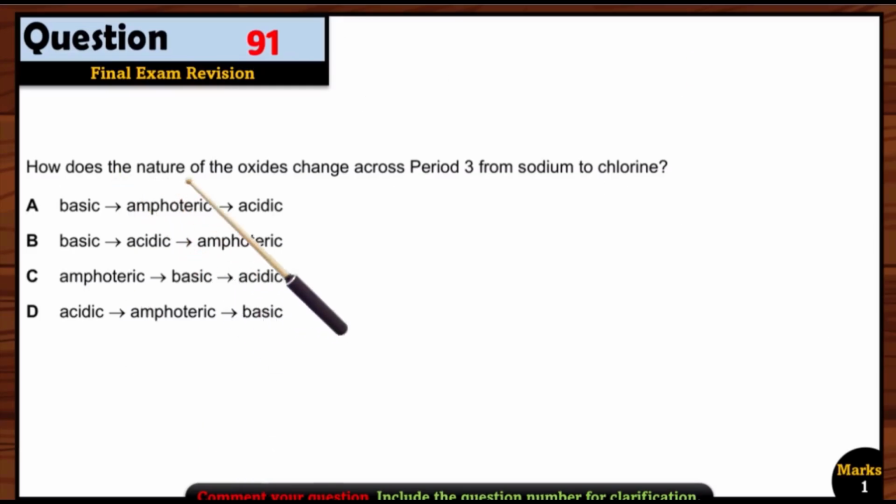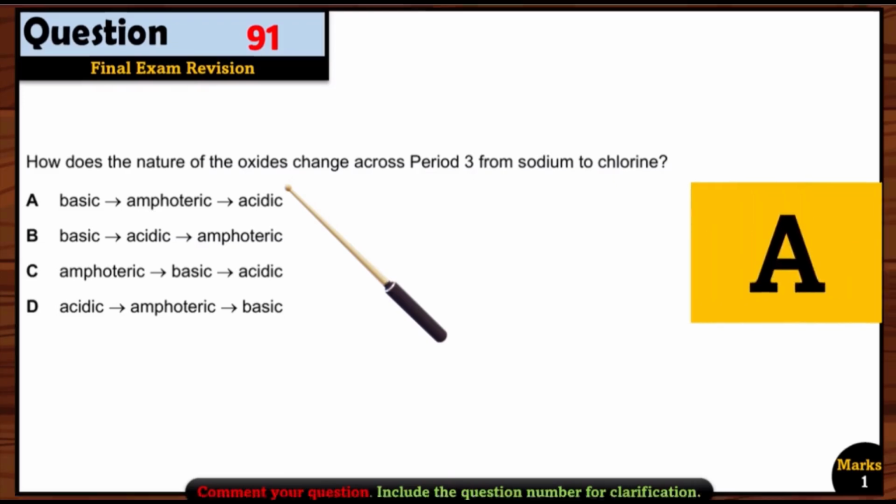Question 91. How does the nature of oxide change across period 3 from sodium to chlorine? So the nature of the oxide, if you look in the periodic table in period 3, sodium is a metal. So it will make the basic oxide. And then if you move across, you can find magnesium. Magnesium also makes the basic oxide. Then we have aluminium, it makes amphoteric oxide. And then we have silicon, phosphorus, sulfur, they form acidic oxides, right? So option A is the right option, basic, amphoteric, and then acidic.